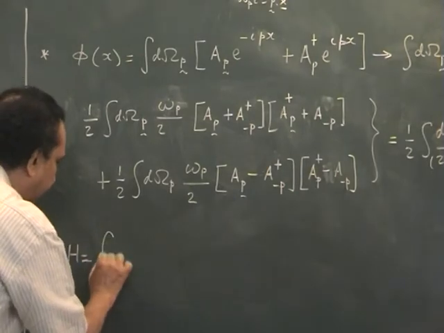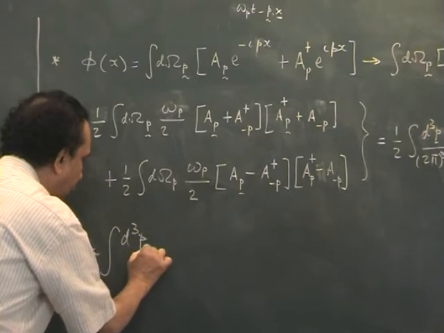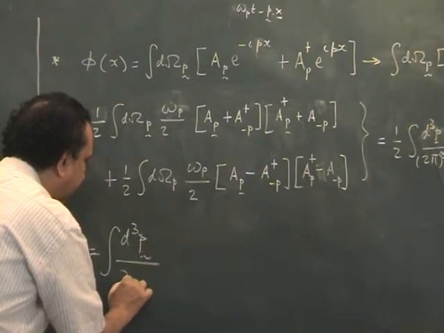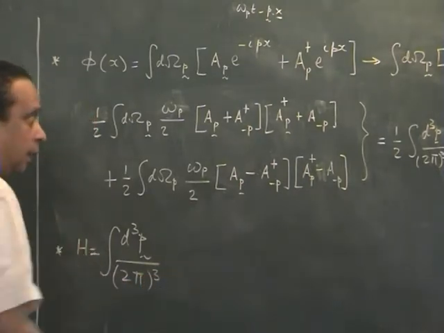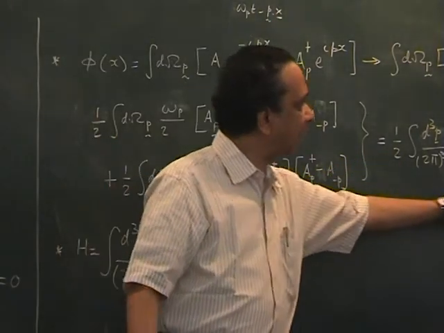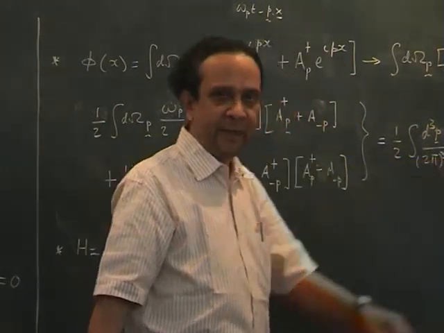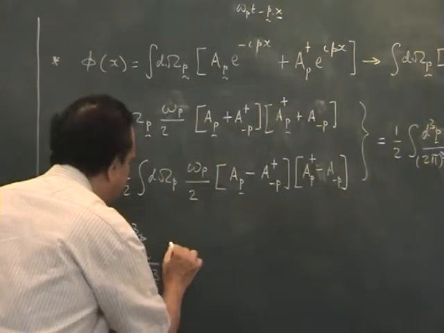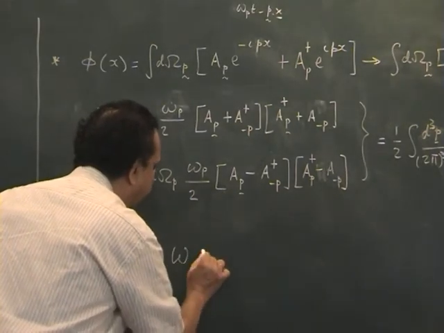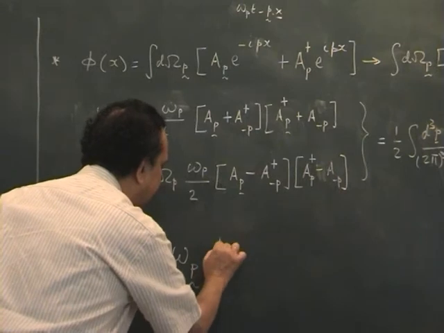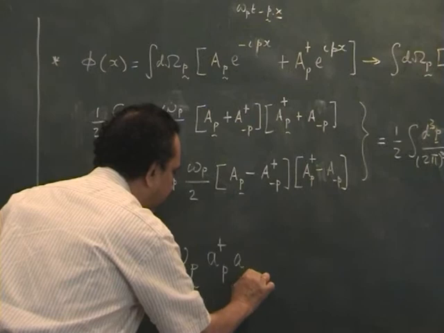integral over d3p upon 2 pi the whole cube. There is a half, and this A dagger p added to that will give me a 2 A dagger p. So that term is fine. You get omega p A dagger p A p.